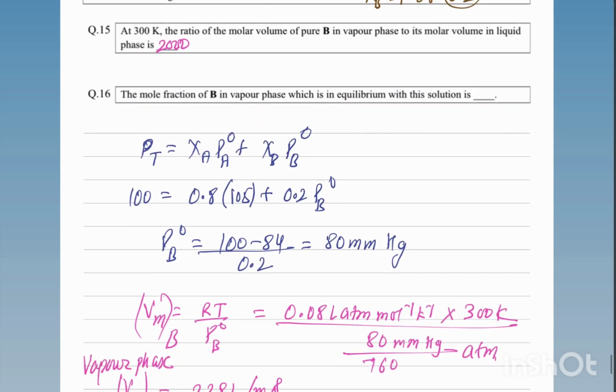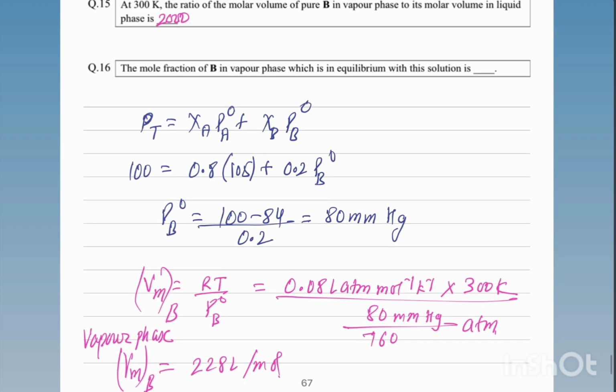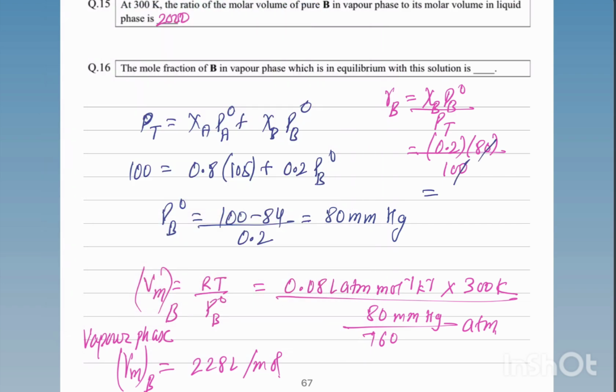And the other question is asking for the mole fraction of B in the vapor phase. What will be the mole fraction of B in the vapor phase? We can calculate it easily. We know gamma B is the mole fraction of B in the vapor phase. We can calculate it as chi B into PB naught divided by PT. Chi B we have calculated is 0.2, PB naught we know is 80, and total pressure we also know is 100. So when we cut this out, we will get 0.16. So 0.16 should be the mole fraction of B in the vapor phase. So 0.16 is the correct answer.